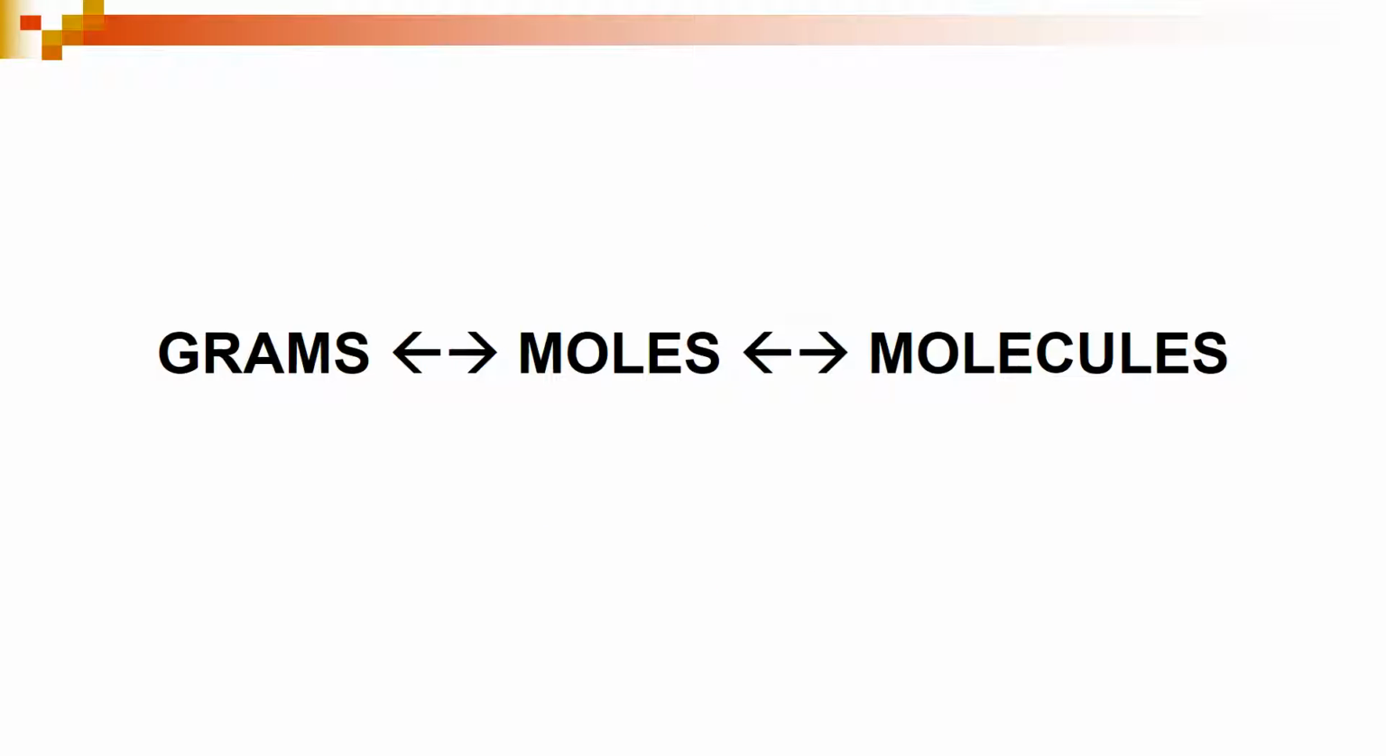Now, the final part of today's lesson is how we can put all of this together and convert from grams all the way to molecules. So far we've only looked at conversions that involve one step, converting grams to moles or converting moles to grams. We need to be able to convert from grams to molecules and know how to perform two-step problems because this is going to be very useful when we start discussing stoichiometry next week.